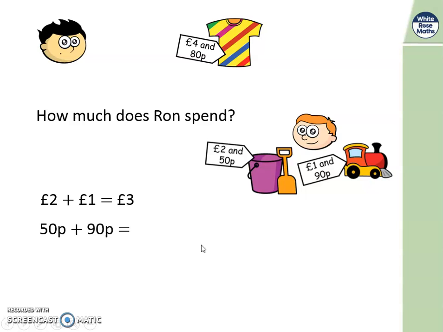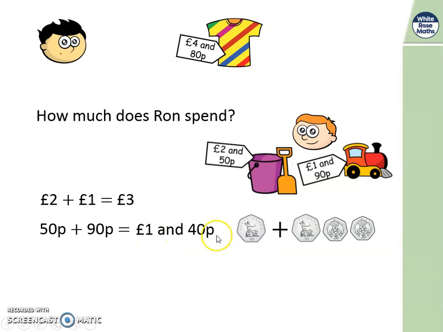Again, we're going to go over £1, aren't we? Let's build it first. Here is my 50 pence, and to make the 90, I've got a 50 and a 20 and a 20. Can you see now that these two 50s again can make £1? And that leaves me with 40 pence. So there is £1 and 40 pence.